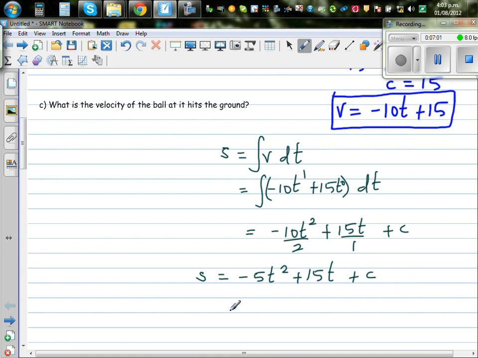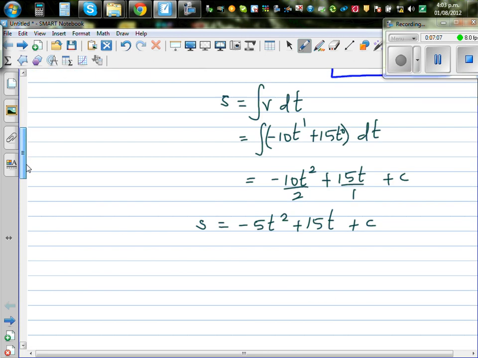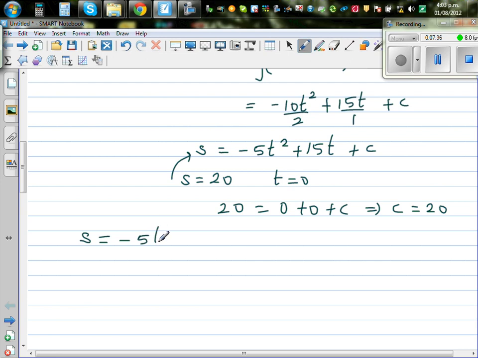Now we need to figure out this c. For that, we know when time is 0, your s is 20. So if you put this back in this equation, I can say 20 is equal to, if you put 0 in this, it will be 0 plus 0 plus c. So your c is 20. So we can say S as a function of time is minus 5t squared plus 15t plus 20.